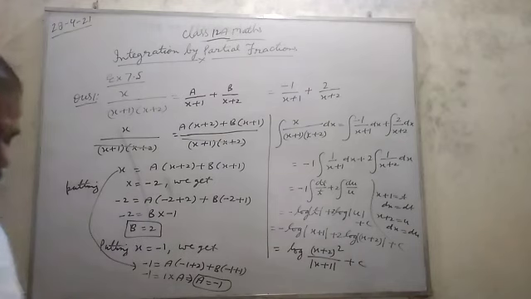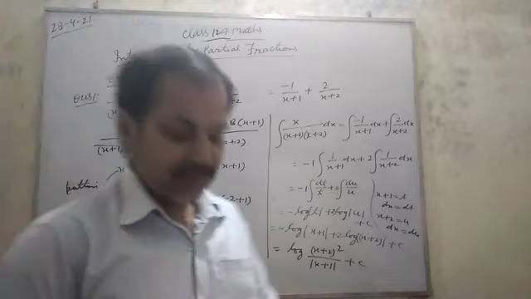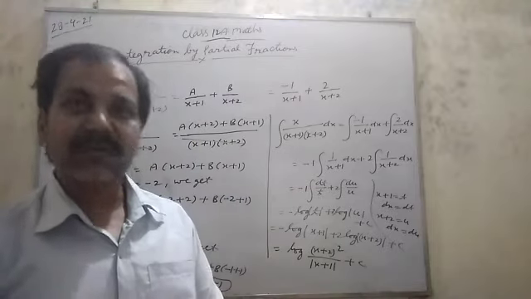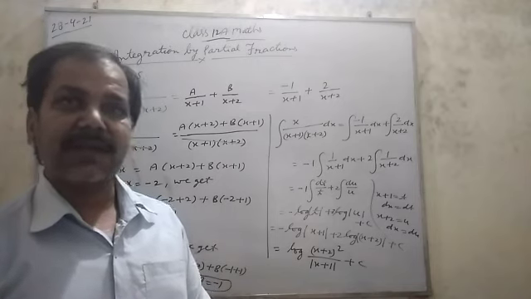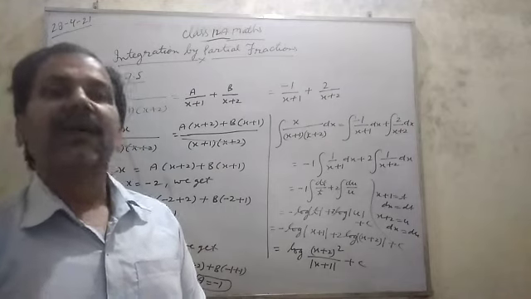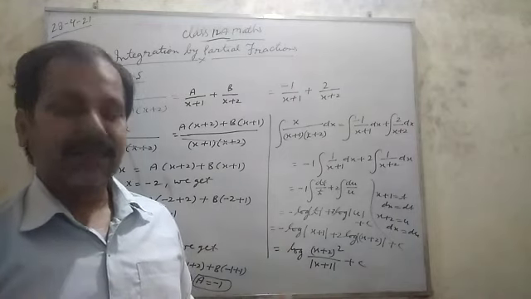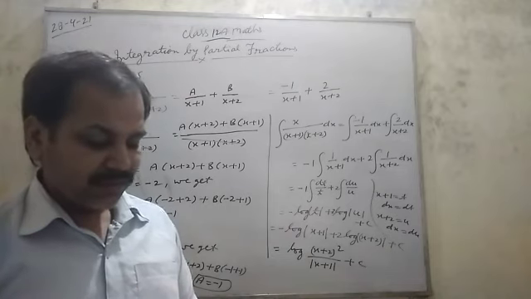Like this, second question: 1 upon x² − 9. So x² − 9 you can write as (x − 3)(x + 3), so A upon (x − 3) plus B upon (x + 3). Find A and B and then do this. Third one, (3x − 1) upon (x − 1)(x − 2)(x − 3), so A upon (x − 1) plus B upon (x − 2) plus C upon (x − 3). Fourth one is also like that.